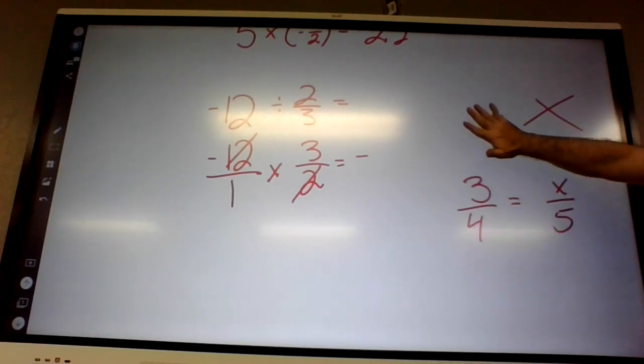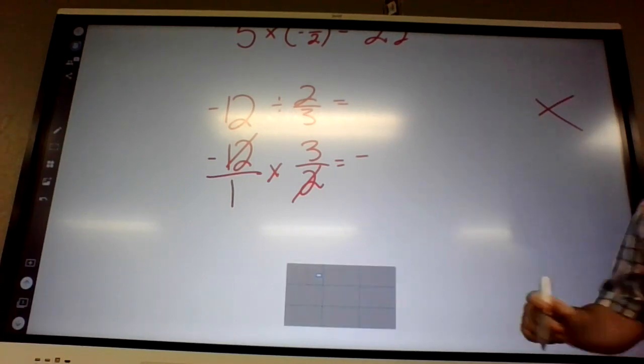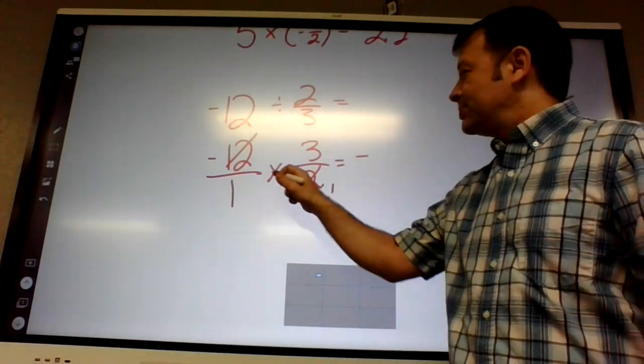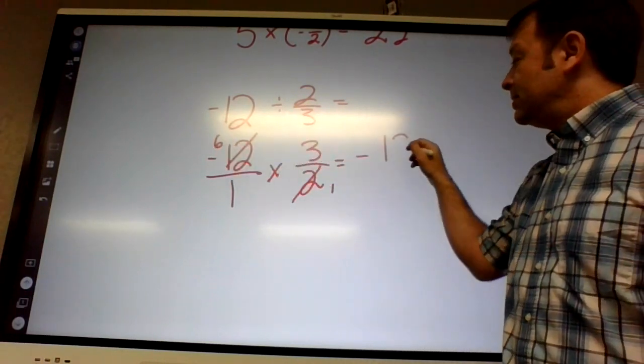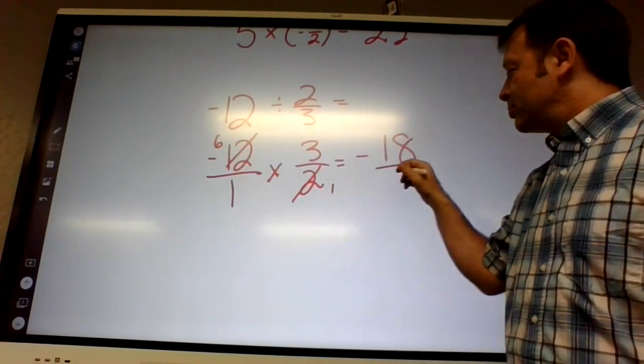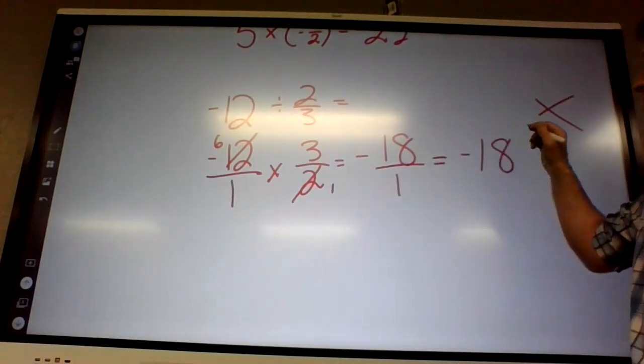Anyways, that confuses people a lot of times. Dividing by 2, so that's 1 and 6. 6 times 3 is 18. 1 times 1 is 1. And negative 18 over 1 is negative 18.